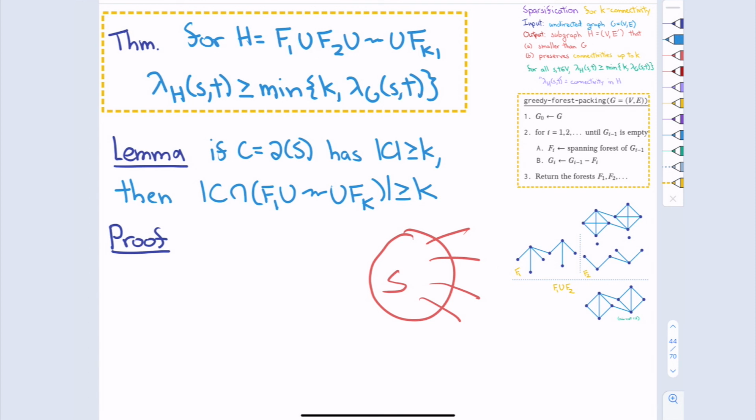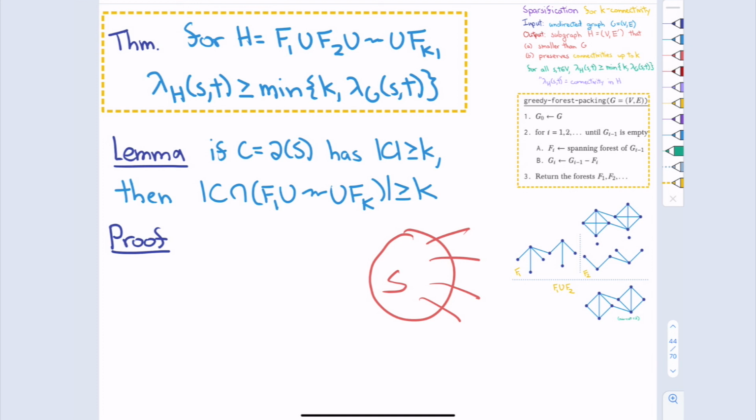Okay, so let's prove this. I'll keep it moving since we have about 10 minutes left. Suppose not. Suppose C had at least K edges, but the first K forests took less than K of them. Maybe K is 10. So C has 10 edges, and the first 10 forests only took 9 or less of them.